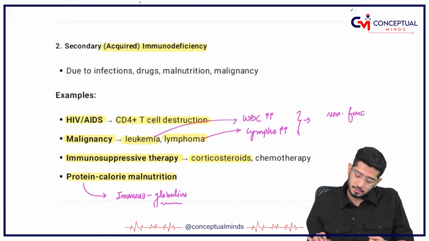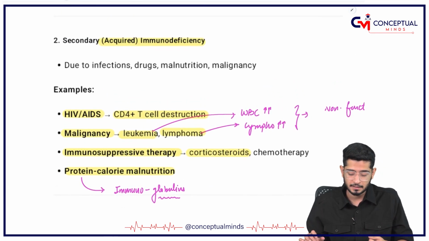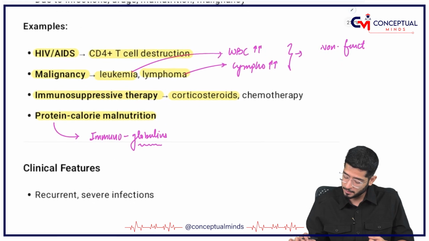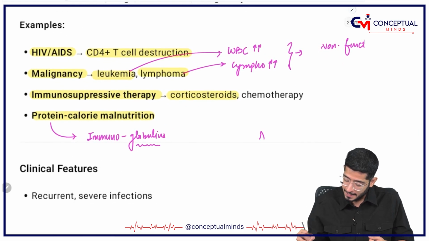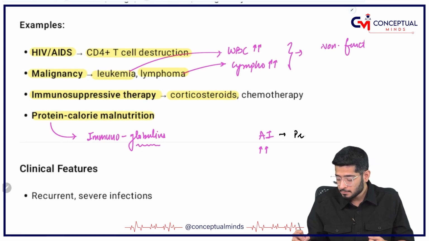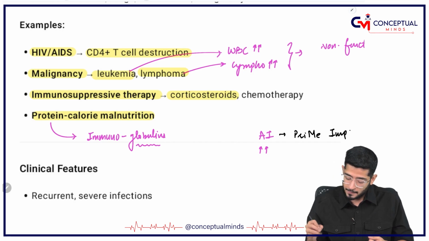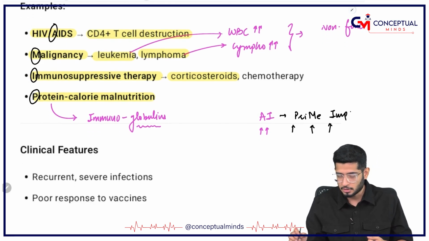So, how to remember the examples of secondary infection? Please remember you have got AI now, artificial intelligence, and artificial intelligence is of prime importance nowadays. So, how to remember? I for immunodeficiency, immunosuppressive therapy, then P for protein calorie malnutrition, M for malignancy is going to be there, okay, and importance means it is for the immunity, alright.